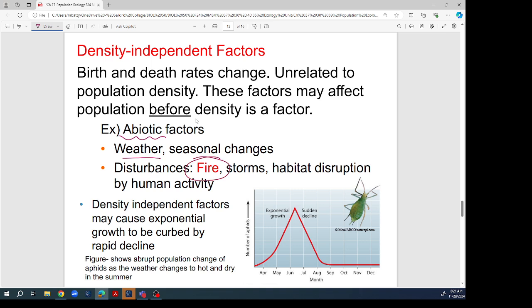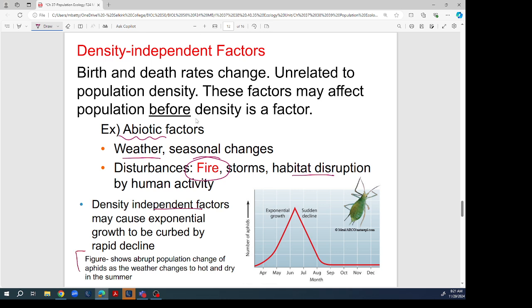I made this one red. Fire is pretty significant around us right now, and what that does, it's obviously a habitat disruption, maybe by human activity, unfortunately. So all of these density independent factors can change the population.